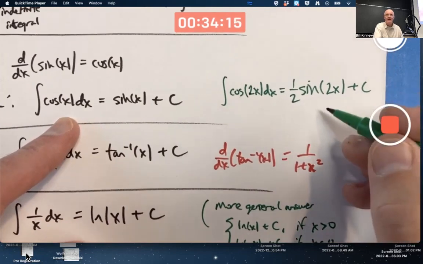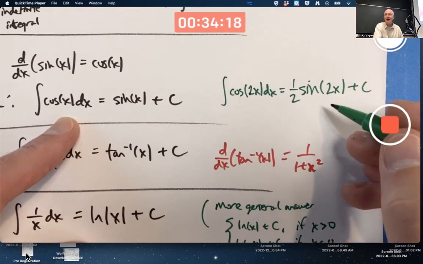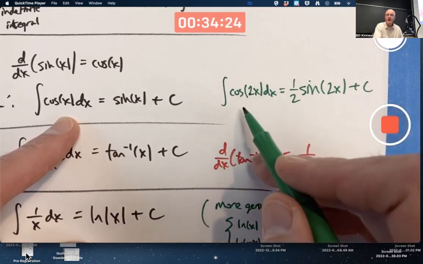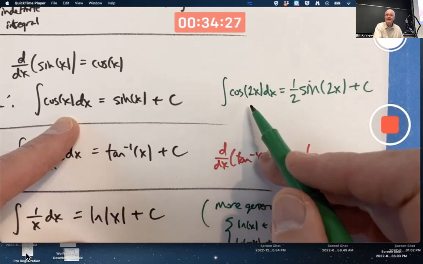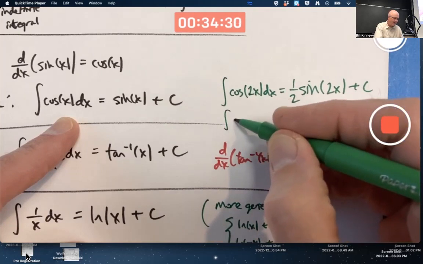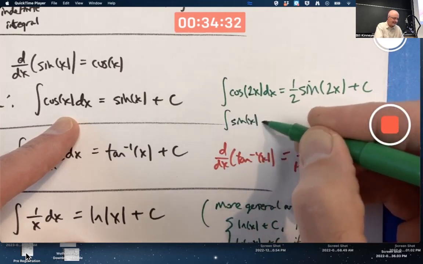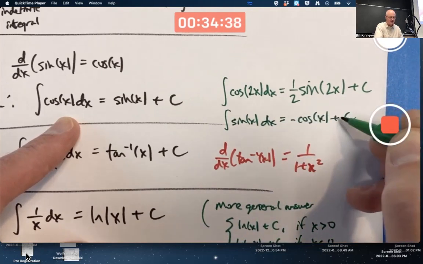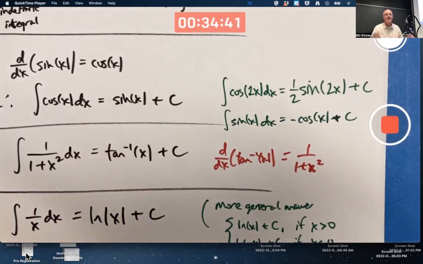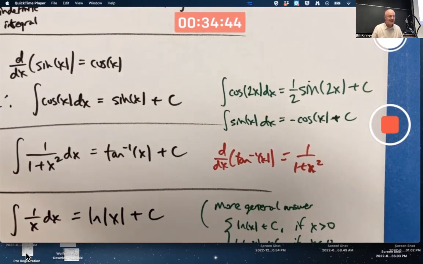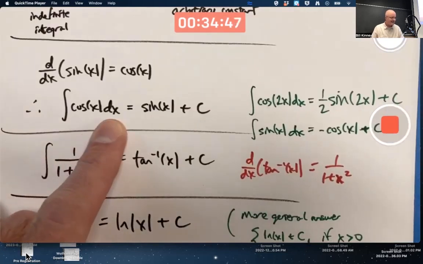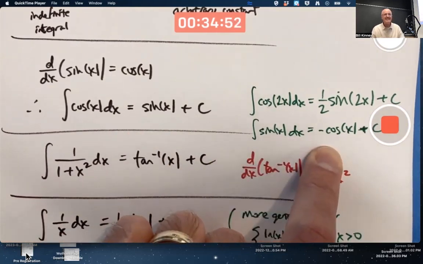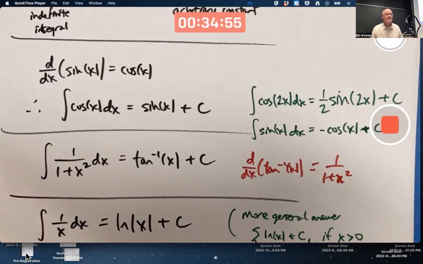The derivative of this now is 1/2 cos 2x times 2 from the chain rule. The 1/2 and the times 2 will cancel to give you a 1. 1 times cos 2x. Be careful. Antiderivative of sine is not cosine, it's negative cosine x plus c. Yes, the derivative of sine is cosine. The derivative of cosine is negative sine. But an antiderivative of cosine is sine. And an antiderivative of sine is negative cosine. Tricky, but true.